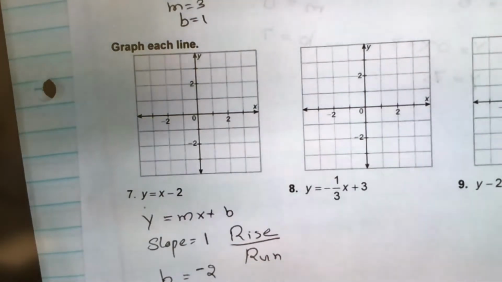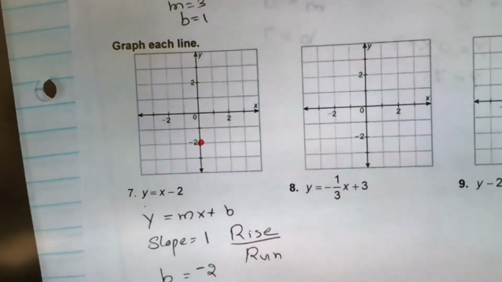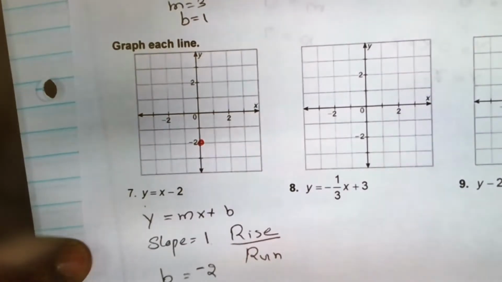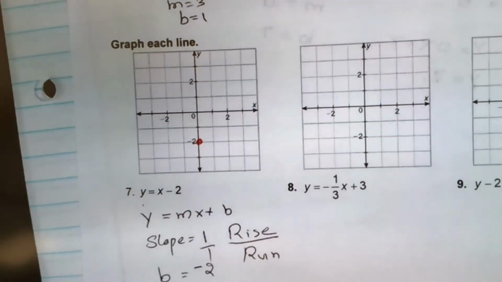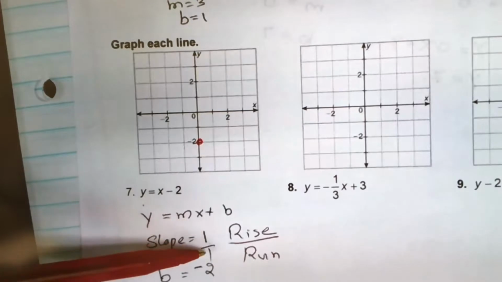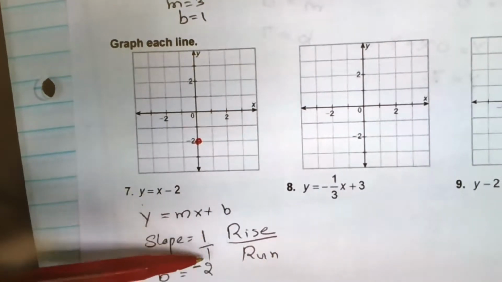So first you need to plot the y-intercept, negative 2. Now you need to rise over run. Here the rise is 1. Then what about the run? I have to keep a 1 in the denominator, make it a fraction. Here the slope is 1, so I can write it as a fraction, 1 over 1, basically 1 divided by 1 is 1. So my rise is 1 and run is also 1.